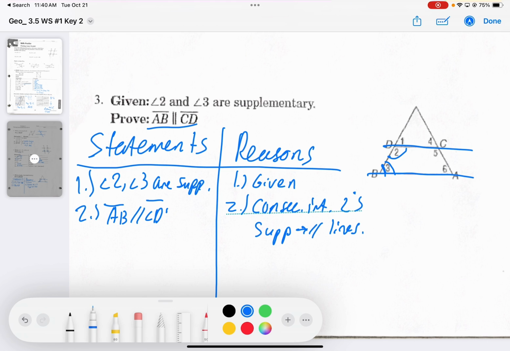Okay, questions on those proofs? Hopefully that helped. All right, next I'm going to give you a worksheet that looks really long, but we're going to do it in less than 7 minutes. And we're just going to do it all together.